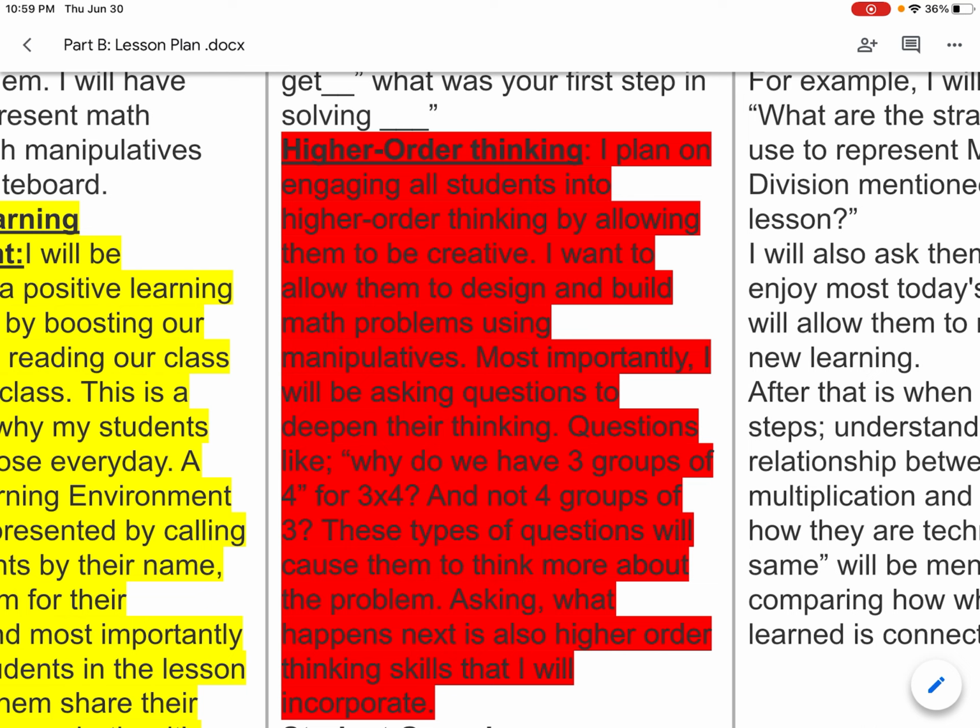And I talked about how my students are going to be asked the question, why do we have 3 groups of 4 for 3 times 4 and not 4 groups of 3? And they could show me this. Why is it that 3 times 4 is 3 groups of 4 and not 4 groups of 3? They're able to take the Unifix cubes apart and make 3 groups of 4 and all that.